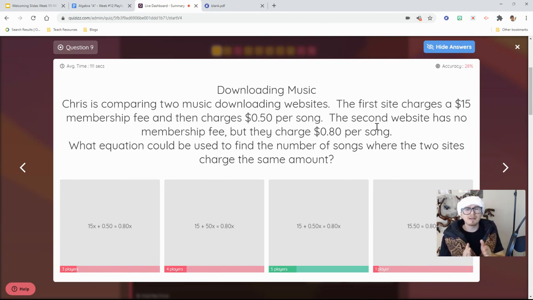And when you multiply it out, if you still don't have all integers, you did something wrong and you can just multiply again. Okay, so the first one is $15 and then 50 cents per song.